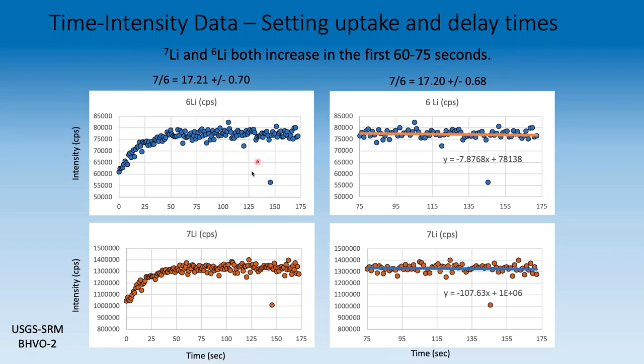Because when we look at the ratios, we're not looking at the overall intensities. We're looking at the intensity of 6 versus the intensity of 7, or 7/6. And what we find is that this ratio is conserved the entire way, 17.21 plus or minus a 2 sigma standard deviation of 0.7. If we lop off everything at 75 seconds and just consider the back half of this, we could see that the ratios indeed go flat. Our slopes are quite low compared to our scales. And our 7/6 ratios remain 17.20 versus 17.21, and a 2 sigma of 0.68 versus a 2 sigma of 0.70. So the ratio was conserved in this case.